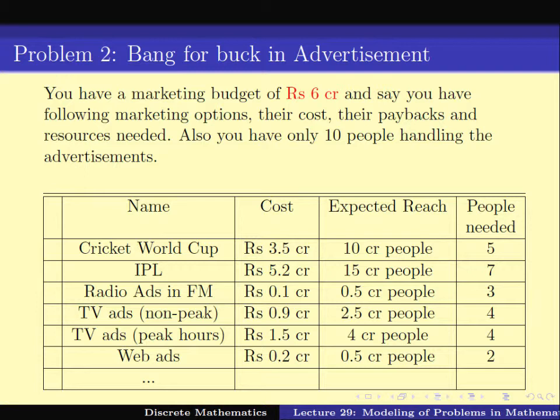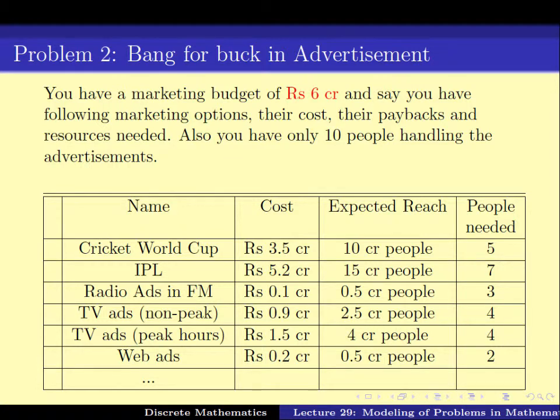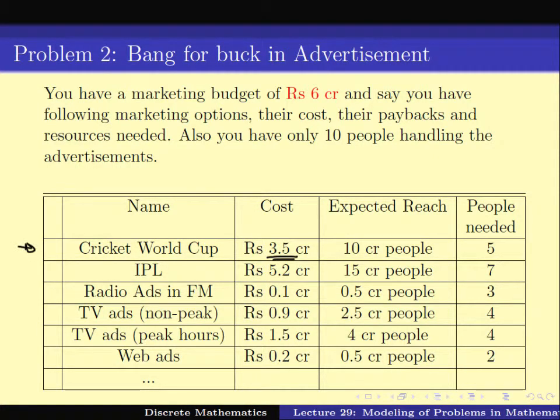The next problem is another problem from the industry world, namely bang for buck in advertisement. So for example, say you have a marketing budget of 6 crores, and you can spend this money in various ways. Now you have only 10 people handling the whole advertisement part of your company. So one thing that you can do is invest 3.5 crore to create an advertisement for the Cricket World Cup. In that case, you will be expecting to reach something like 10 crore people, but you will need 5 people to make sure that the advertisement works.